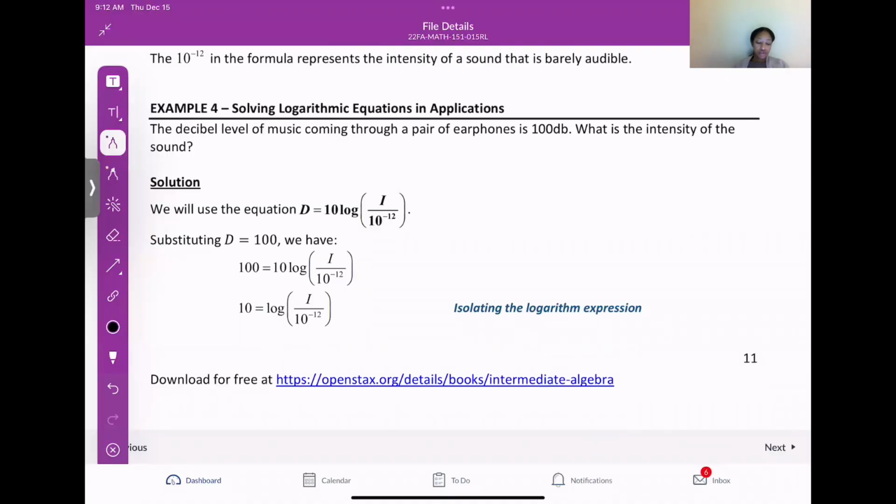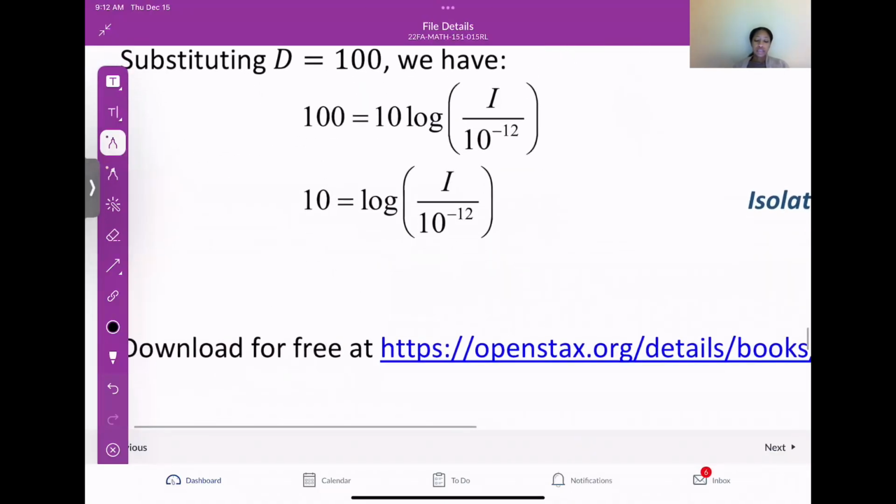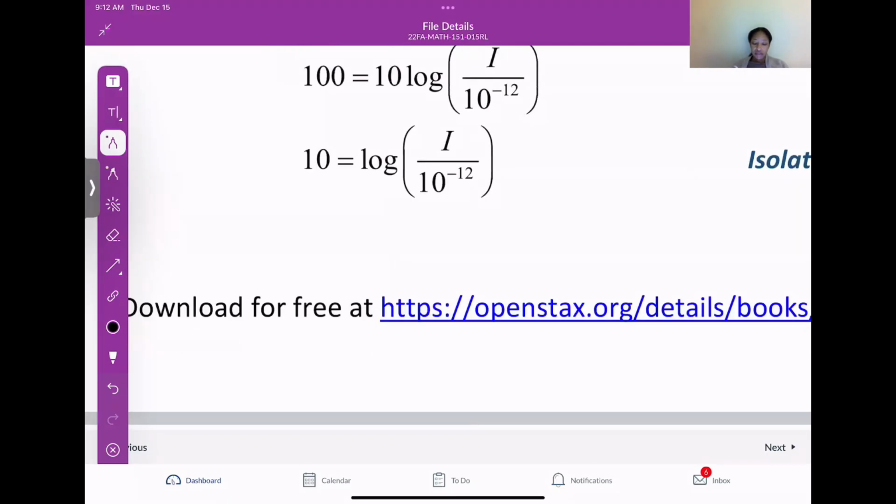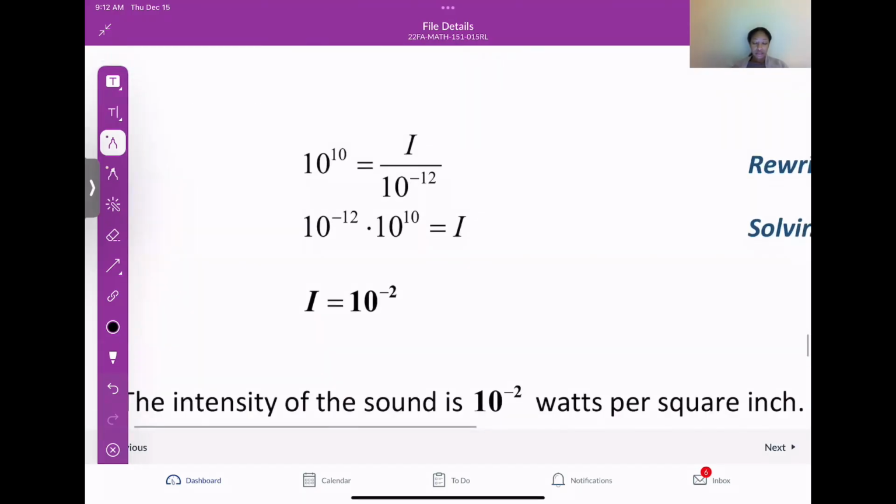If we plug in 100 for D, we get 100 equals 10 log of I over 10 to the negative 12th power. We can divide both sides by 10 to isolate the logarithm, and then we can write this in exponential form to solve. Log is base 10, so this would be 10 to the 10th power equals I over 10 to the negative 12th. Then to solve, we'll multiply both sides by 10 to the negative 12th. So 10 to the 10 times 10 to the negative 12th equals 10 to the negative second, and that's our value for I.